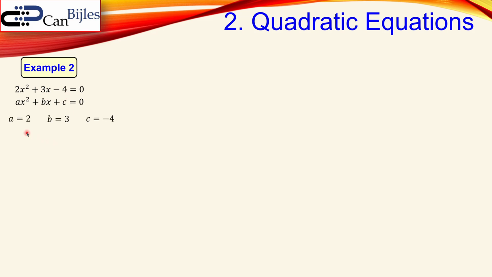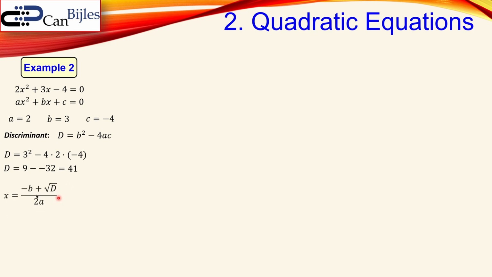And now we can first calculate the discriminant, which is D equal to B squared minus 4 times AC. And we know A, B, and C. So that means D is equal to 3 squared minus 4 times 2 times minus 4. And this will result in 9 minus minus 32, which is then 41.